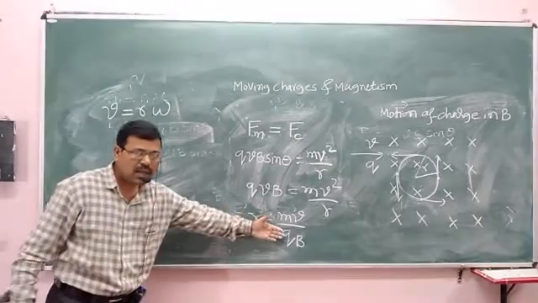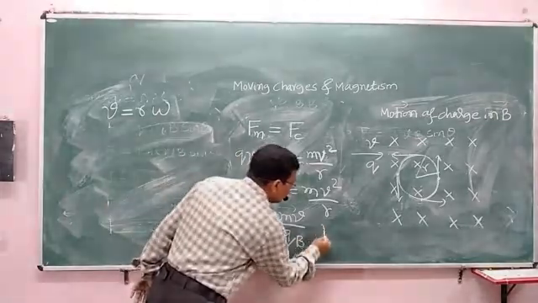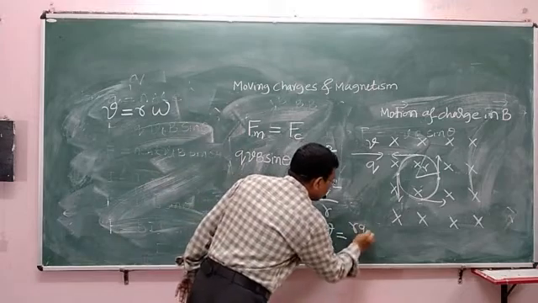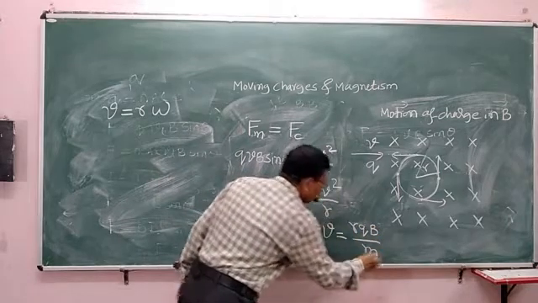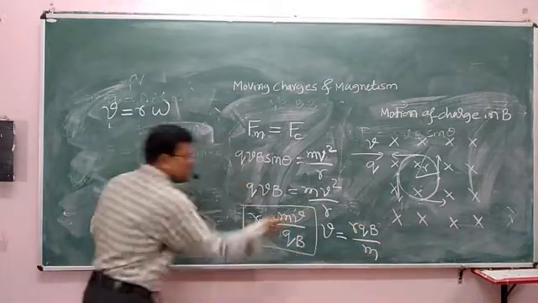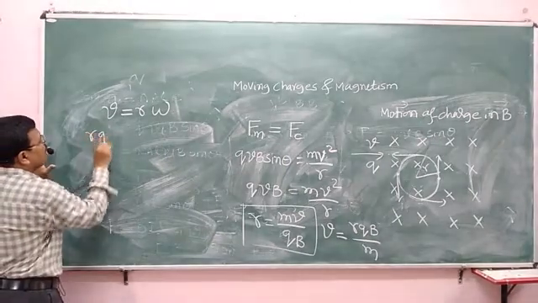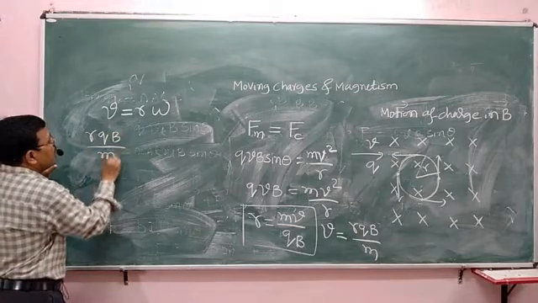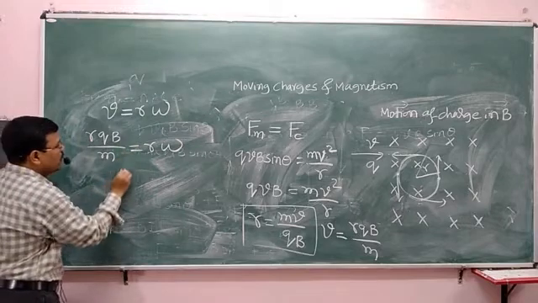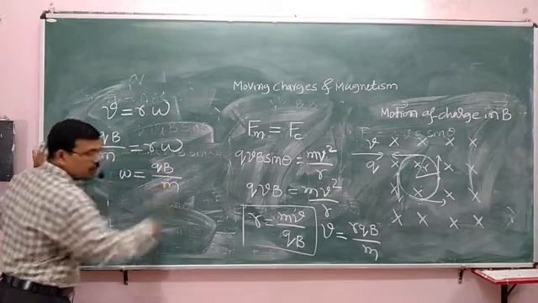Then substitute the value of v. What is the value of v here? v is equal to r qB by m. Substitute the value of v here. r qB by m is equal to r omega. r cancels. What we get is omega is equal to qB by m.